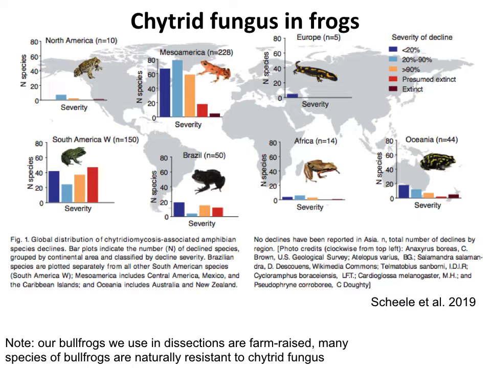This fungus has hit tropical frogs and salamanders especially hard, especially in the Americas. You can see the worst places are Mesoamerica, that's like Central America, and South America. North American amphibians haven't been hit too hard yet. So the problem with this fungus is that it infects skin. And if you've ever had athlete's foot or something like that, you know that for us, having a fungal infection of the skin is unpleasant.